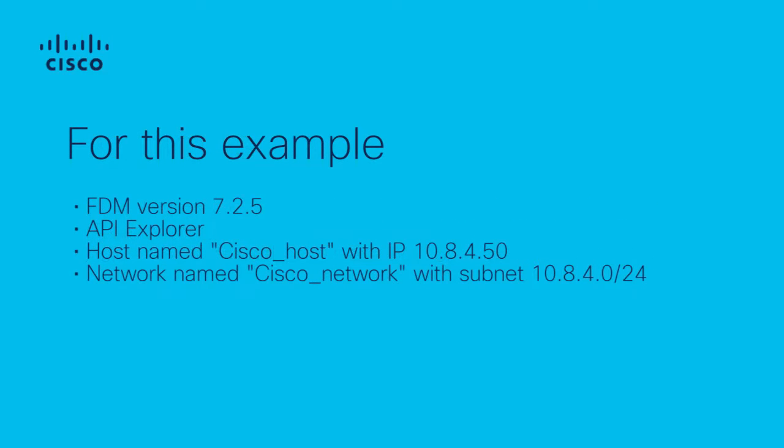For this example, we have an FTD managed by FDM in version 7.2.5, and we'll use the API Explorer to insert the following objects. A host named Cisco Host, which has an IP address of 10.8.4.50, and a network named Cisco Network, which has a subnet of 10.8.4.0/24.